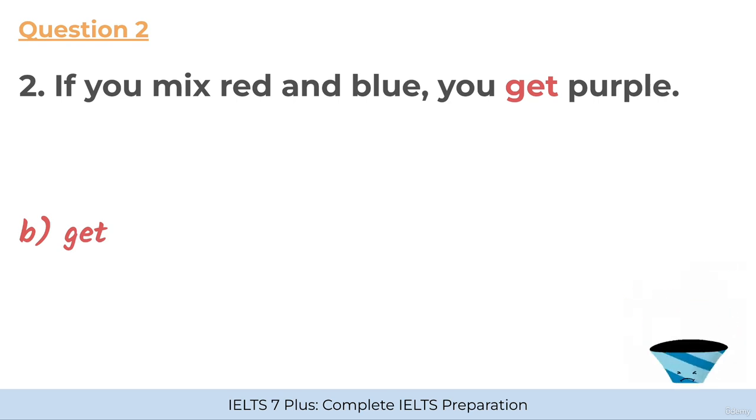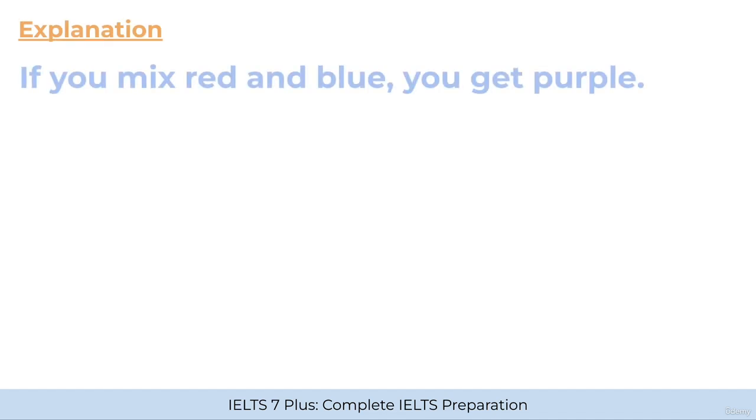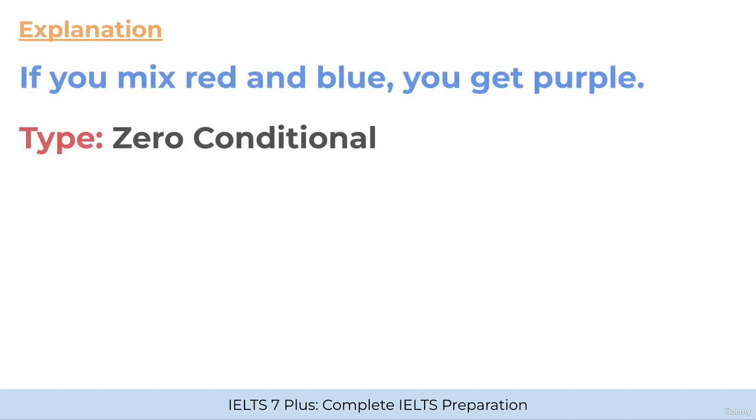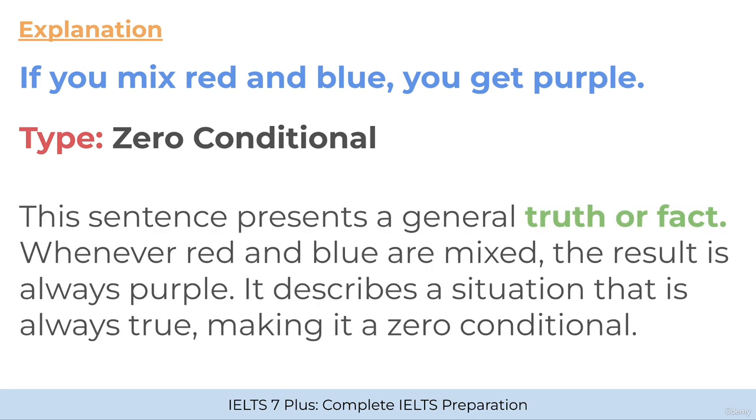Let's go into a bit of an explanation. So this was the zero conditional. This is fact, science, it's a truth. Whenever you mix red and blue, the results are always purple. It's always true, and therefore it's a zero conditional. So actually, hopefully you're starting to see that zero conditionals and first conditionals are actually quite different, and it makes it a bit easier to spot each one.